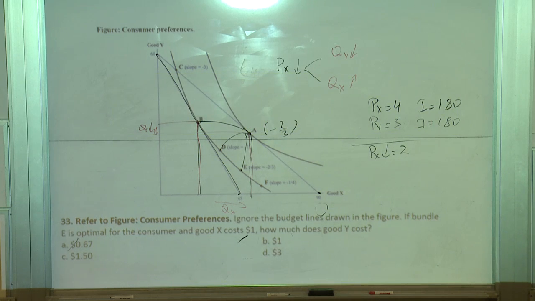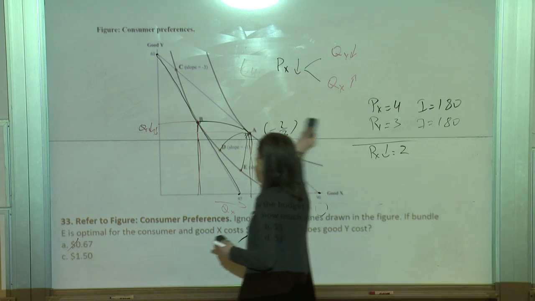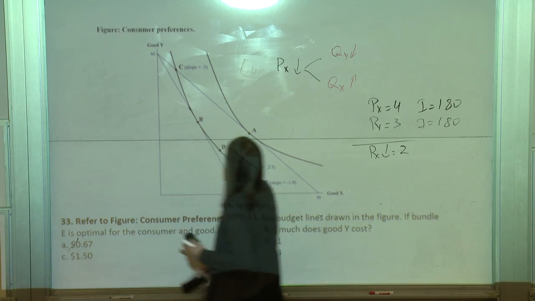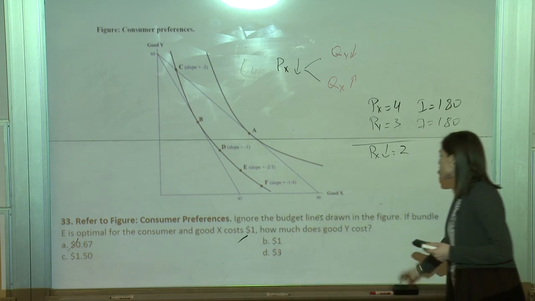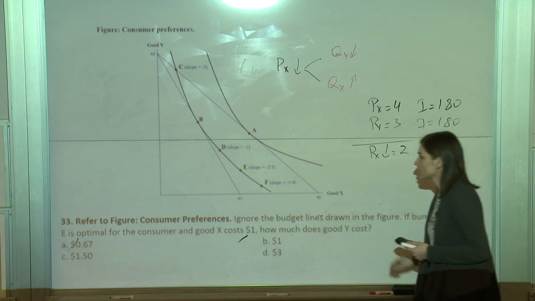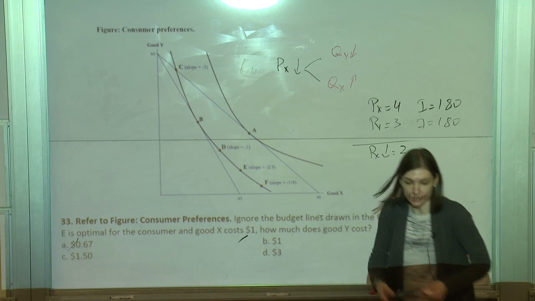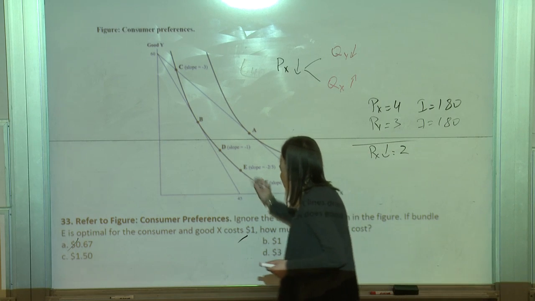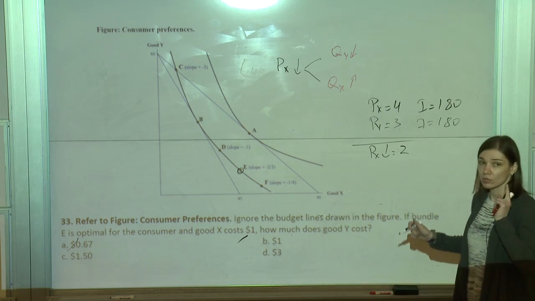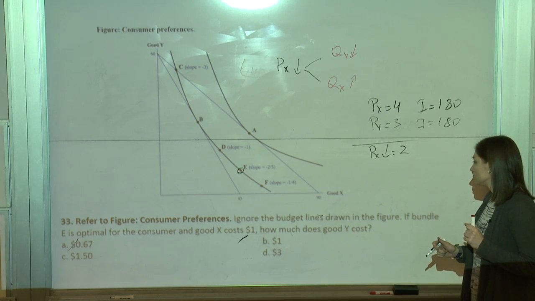All right. Again, same picture. Ignore the budget lines drawn. All right, so let's ignore some stuff. Ignore the budget lines drawn. If bundle E is optimal for the consumer, so bundle E is the best choice, this bundle, and good X costs $1, how much does good Y cost?